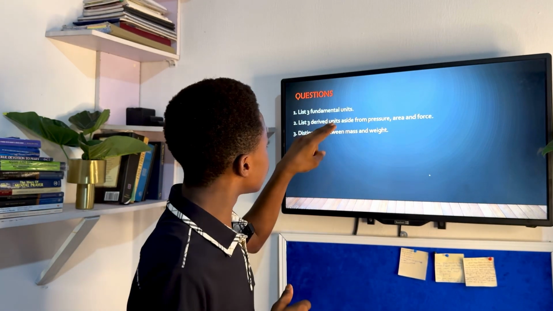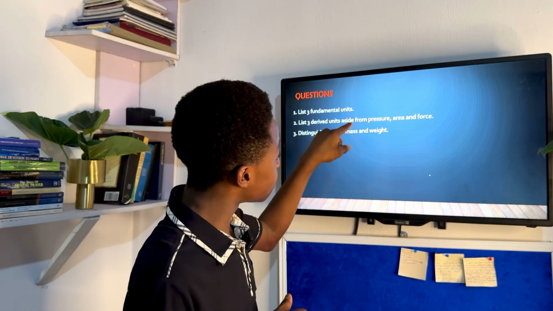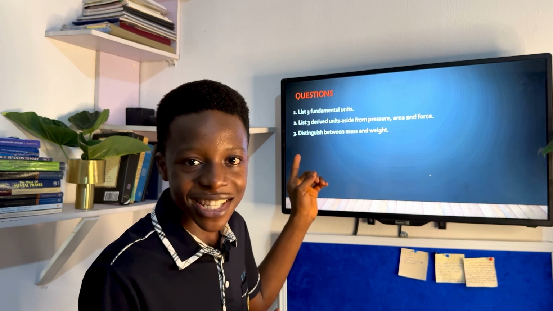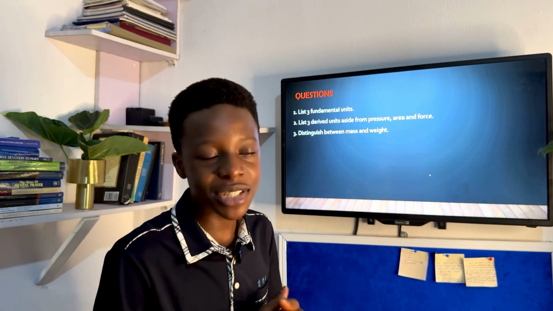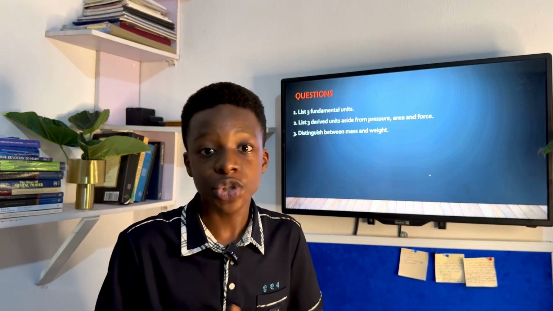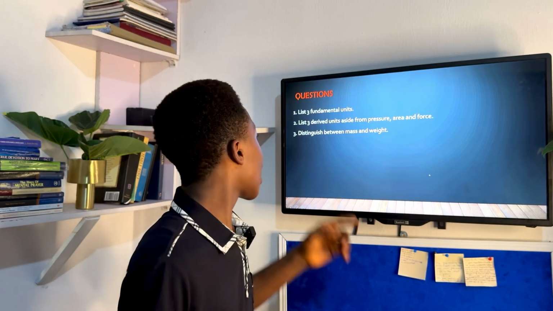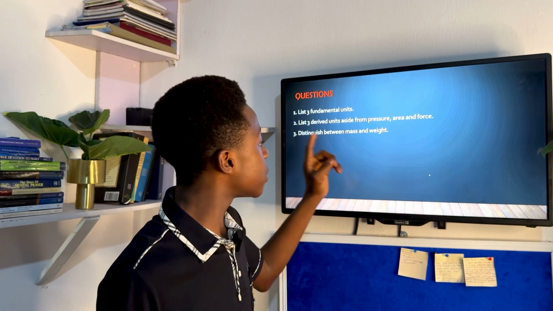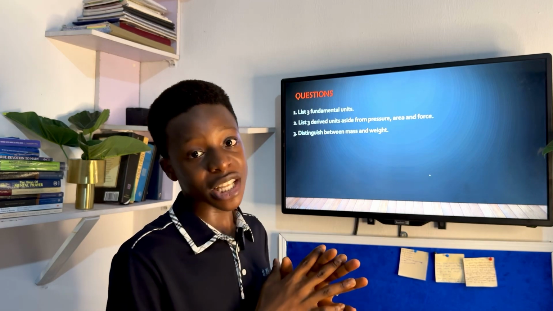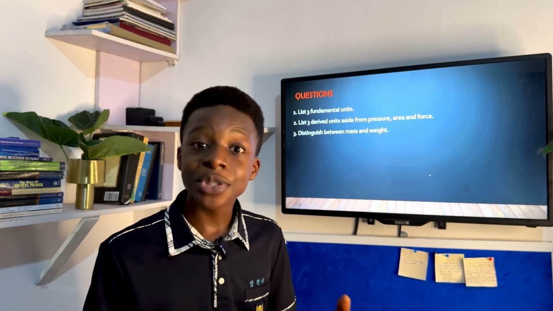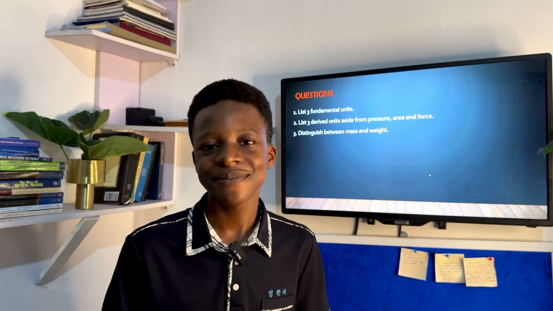I intentionally wrote this aside for pressure, area, and force because I don't want you going to look at the slides again and try to copy the units. There are billions of derived quantities, so you can do some research and even write more, all in the comments section. And the last one is to distinguish between mass and weight. We distinguished them when we were talking about mass and its instruments, and now you're going to write that in the comment section as well.